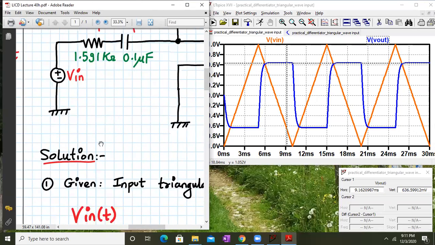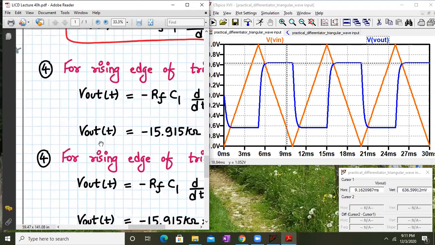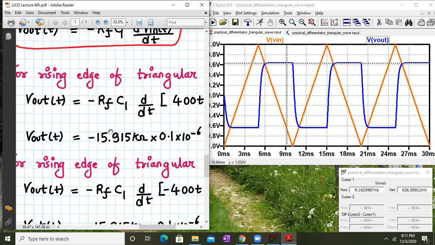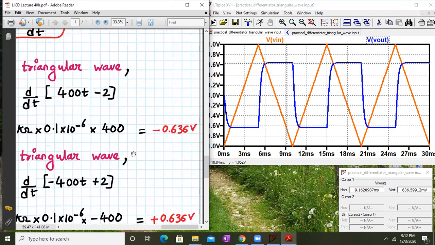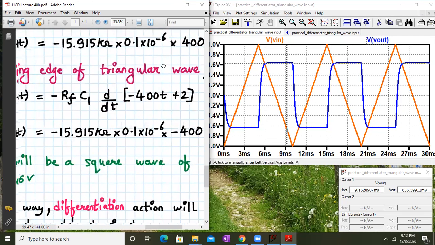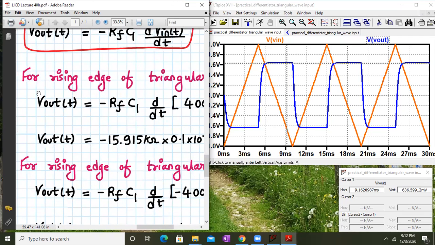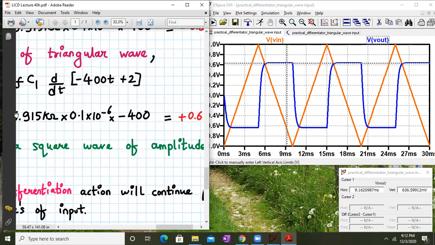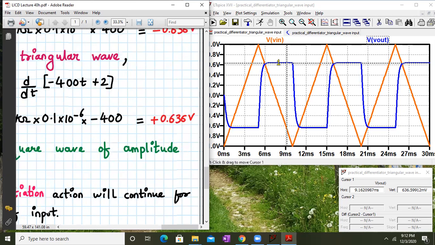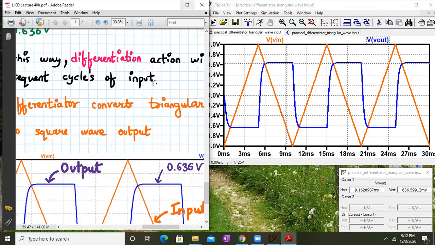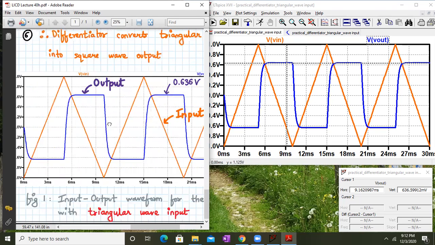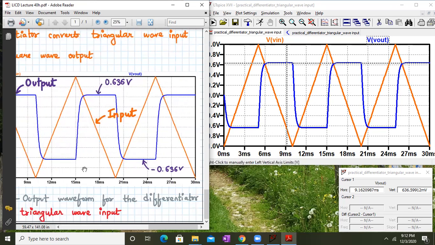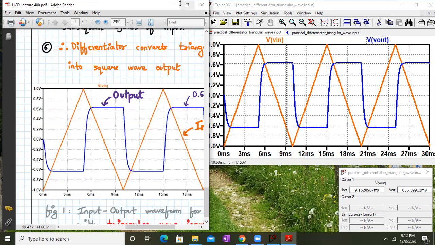Let us go back to this. So for the rising edge of the triangular wave, my output will be at minus 0.636. And the second one is for the falling edge. So for the falling edge, the output is at plus 0.636 volts. So that's the value which we are getting. Now I've taken the print screen of this and attached it on the OneNote PDF. As you can see, they both are the same.